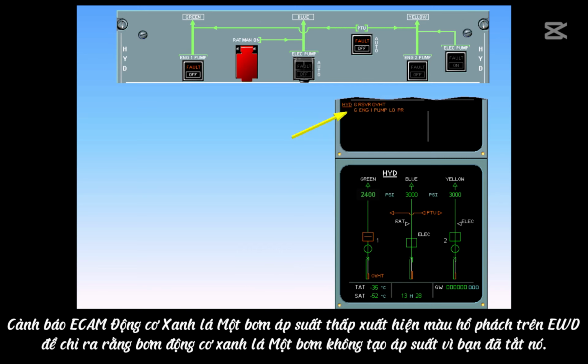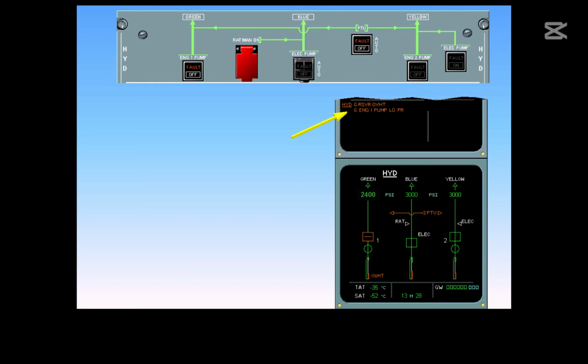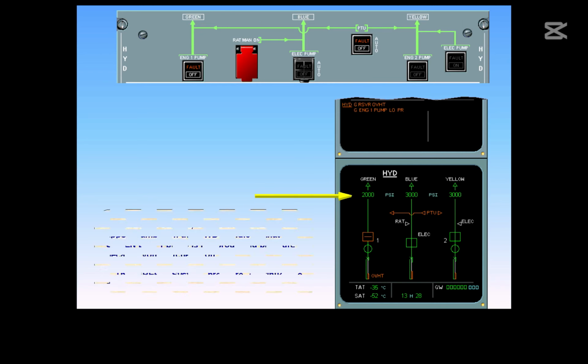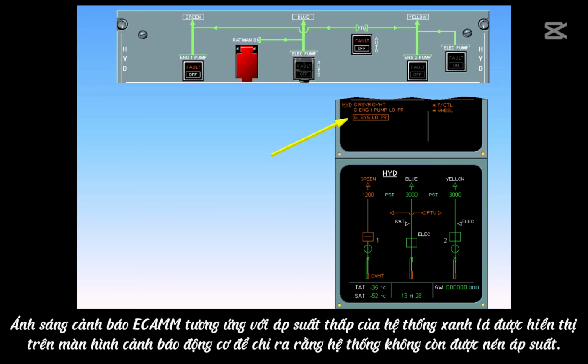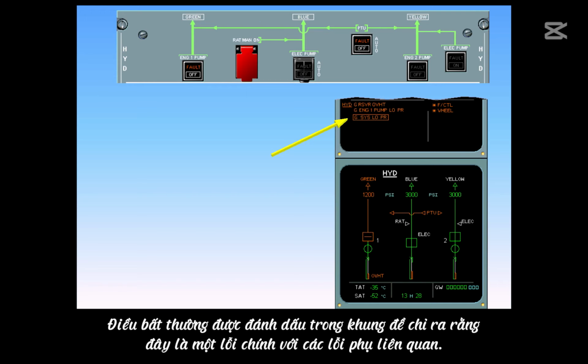The ECAM caution, green engine 1 pump low pressure, appears amber on the EWD to indicate that the green engine 1 pump is not producing pressure because you switched it off. The green system pressure continues to drop. The corresponding ECAM caution, green system low pressure, is displayed on the engine warning display to indicate that the green system is no longer pressurized. The abnormal is boxed to indicate that this is a primary failure with associated secondary failures.